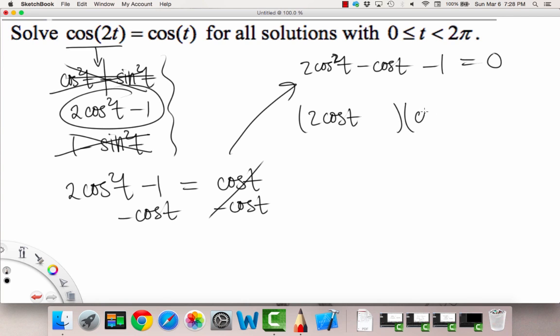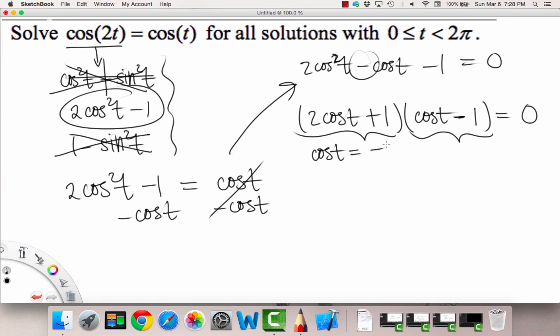So 2 cosine t goes here, and cosine t goes there. It's just like breaking it up into 2x and x. Then we want a negative in the middle, so we put the negative 1 over here and the positive 1 right there. From here we can say either this equals 0 or this equals 0. So cosine t is equal to negative 1/2, or cosine t is equal to 1.